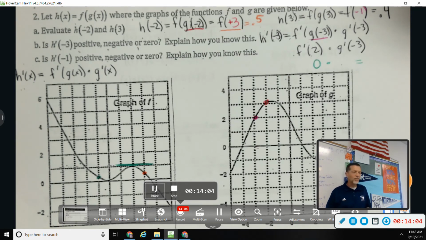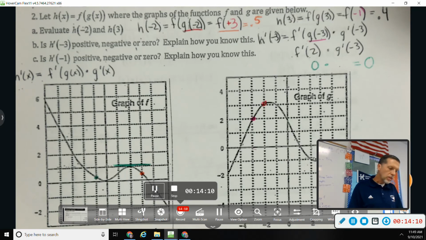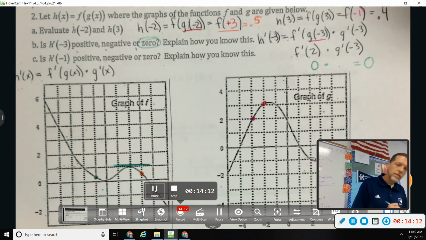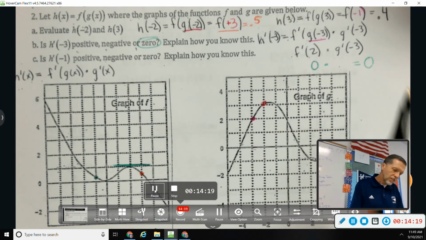What's the slope at negative 3 of g? Well, it doesn't matter, because if we multiply by 0, we're going to get 0. So I don't have to. I'm glad I found the f prime slope first, because that made the second part irrelevant.